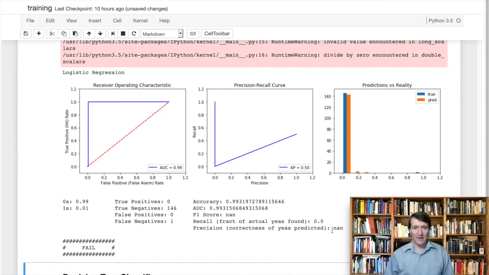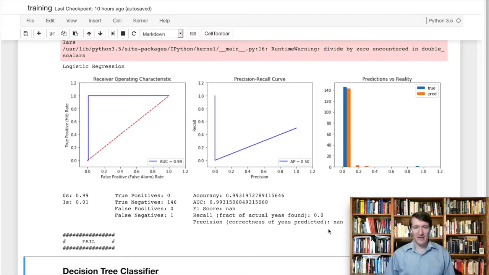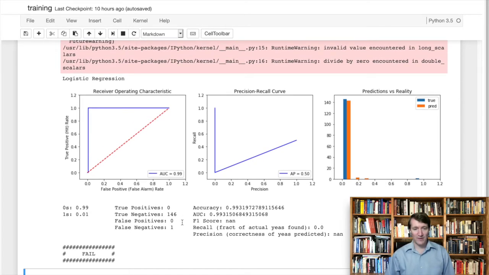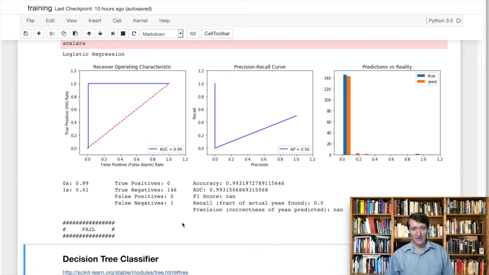So precision, you remember, is one of our success metrics. And this is basically happening because one of those measures that goes into making up precision was a 0, and you're dividing by 0, and so you're getting this number. And you can see, if you look at this here, we had no true positives, and 1 false negative. Then we have 146 true negatives. So there aren't a lot of potential yeses to get right here.